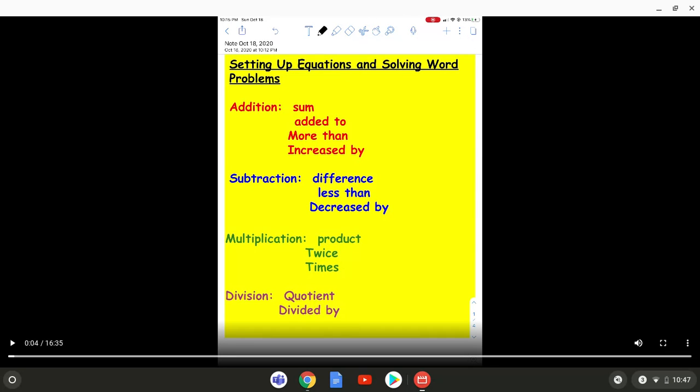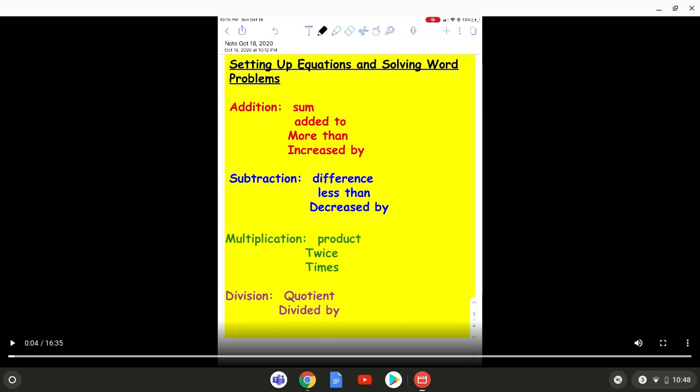Obviously, this list is not 100% inclusive, but these are just some of the common things you're going to see. When you see the words some, added to, more than, increased by, you should be thinking addition. Things like difference, less than, decreased by. You'll also see gave away a lot, or like gave his friends, that is subtraction as well. Along with anything, if you see the word withdraw, that is also subtraction. Basically, anything where the main person the problem is about is losing something is going to be subtraction.